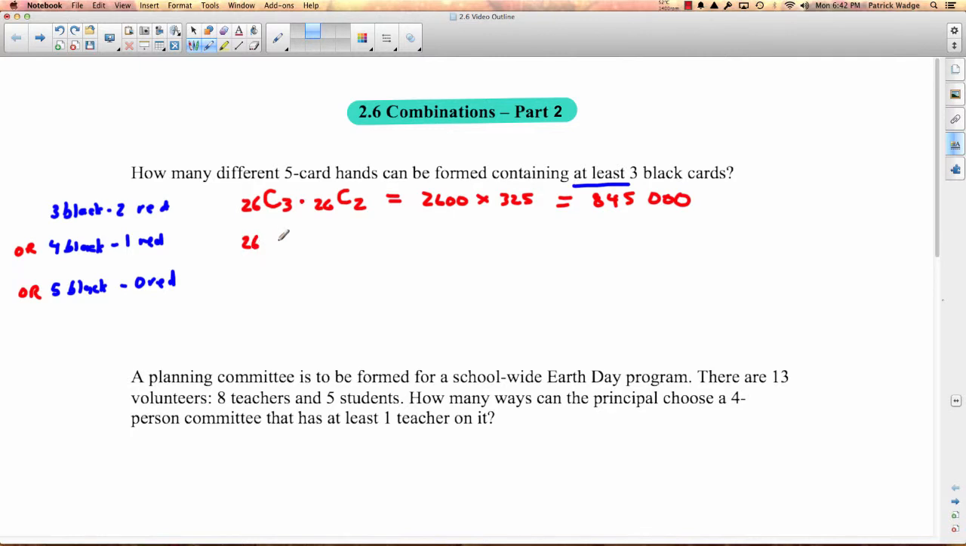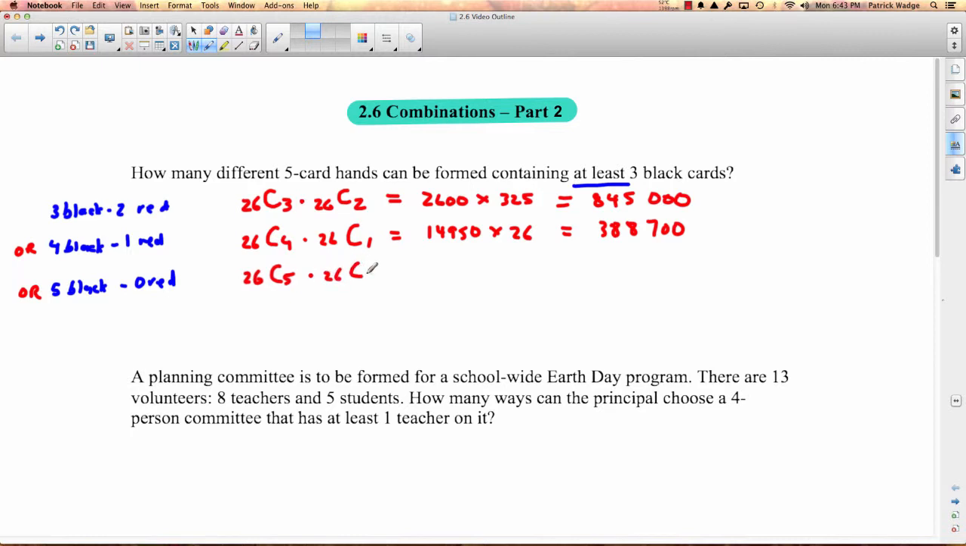Now for the next one, 4 black. Well, there's 26 black cards, you're choosing 4 of them. There's 26 red cards, you're choosing just 1 of them. Going to multiply those together because you need to do both those things. 26 choose 4 is 14,950. 26 choose 1, you shouldn't need a calculator for that. If you have 26 things and you want to just choose one of them, then there's 26 different options, and if you multiply those you get 388,700.